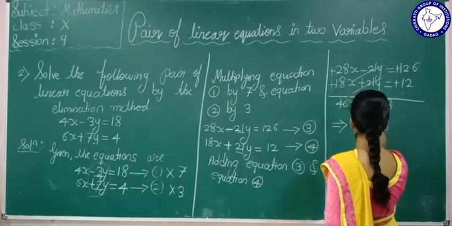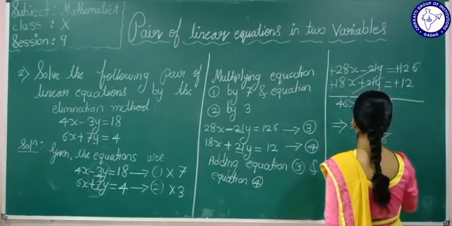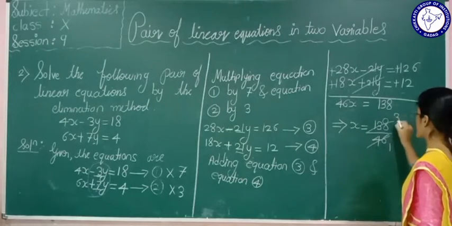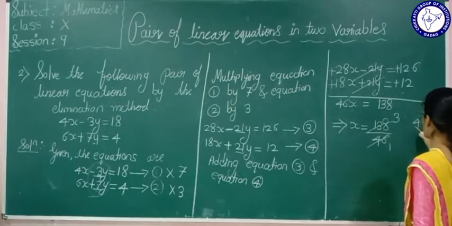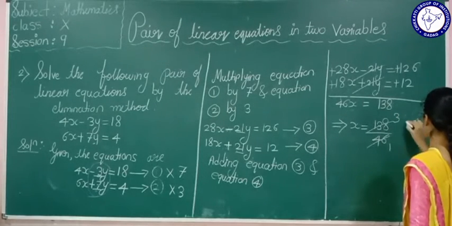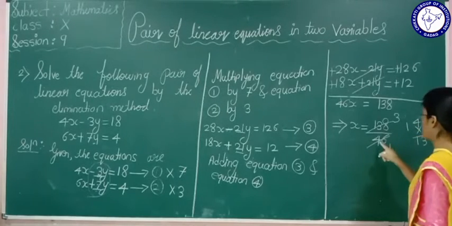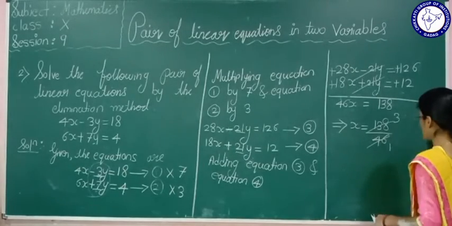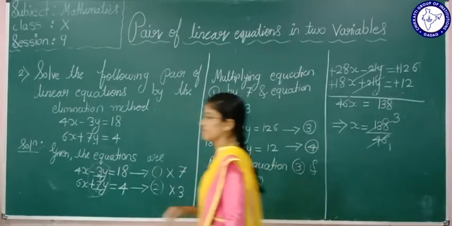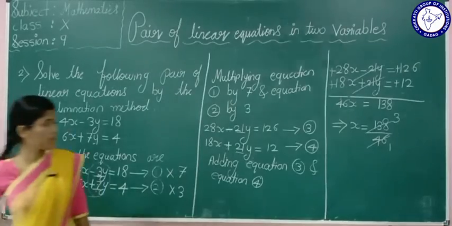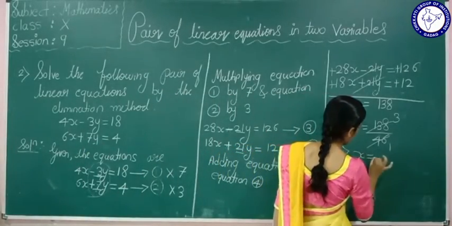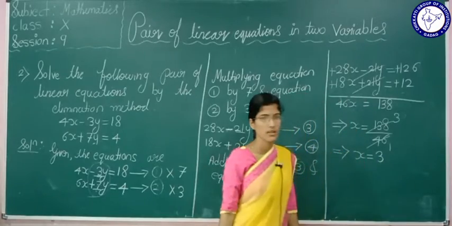138 divided by 46. Now see, 46 ones are 46, 46 threes are? 6 threes are 18, 4 threes are 12. 46 threes are 138. What do we get? This implies x is equal to 3.